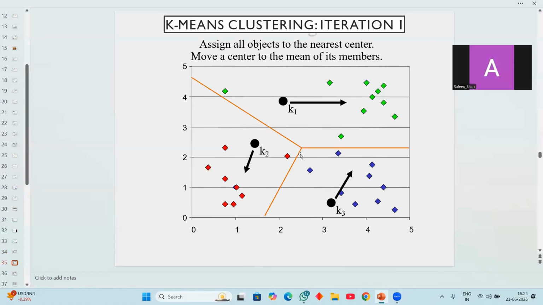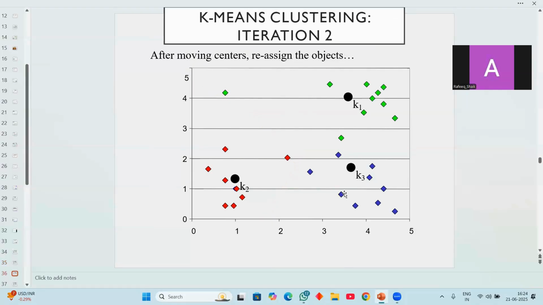See, we divide the cluster data, and K1 is green, K2 is red, and K3 is blue. Like that the data set will be divided. And after that, we reassign the objects, moving them to where the objects should go.